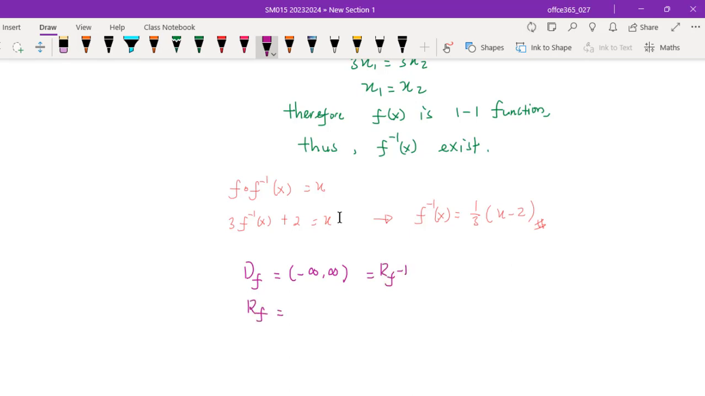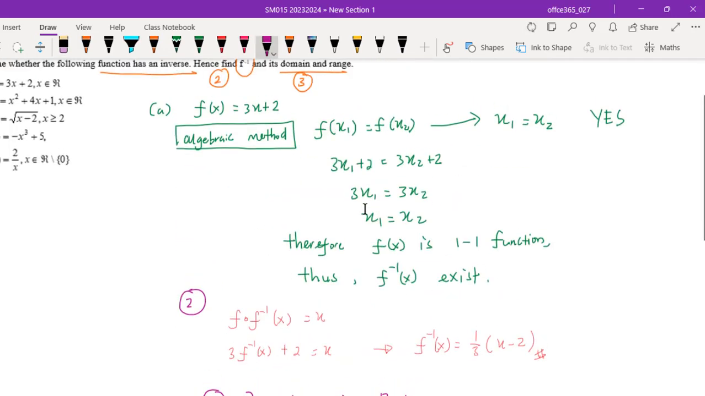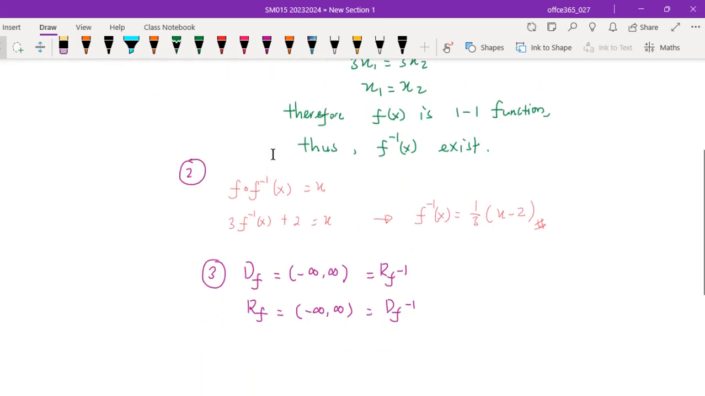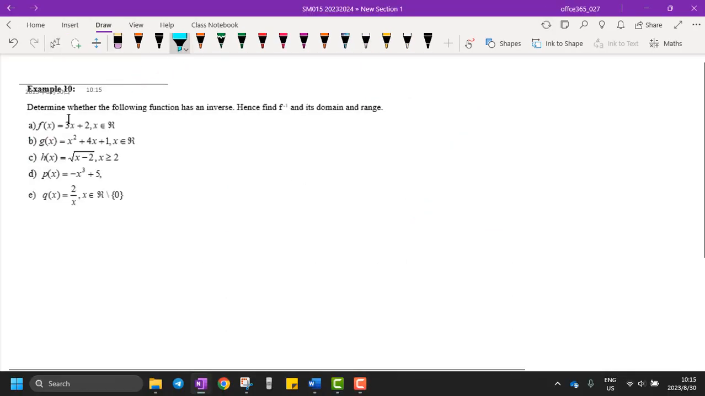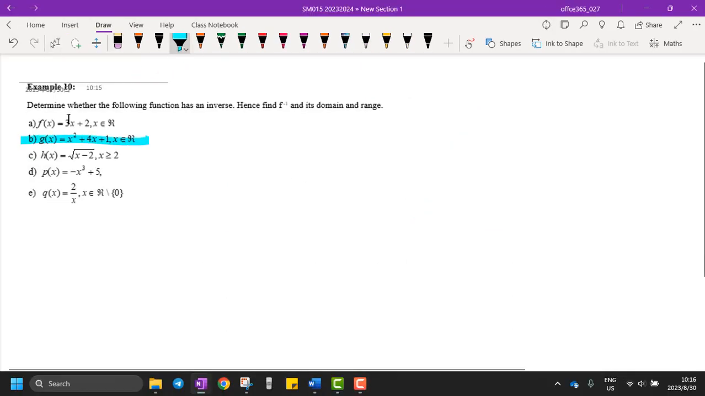This is by using the relation between the function and the inverse. So this is the third part, this is the second part, and this is the first part. So we have done with this question. Now proceed to question B.